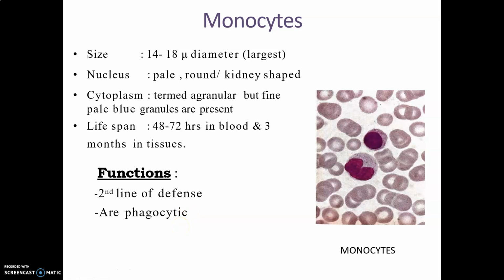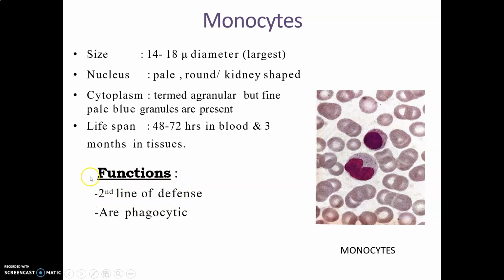Now, next we talk about the agranulocyte monocytes. Monocytes are about 12 to 14 to 18 micrometer. They have a round, pale, kidney-shaped nucleus. The cytoplasm is agranular, but pale blue small granules are present. They have a lifespan of about 48 to 72 hours in blood and 3 months in tissues. They act as the second line of defense.